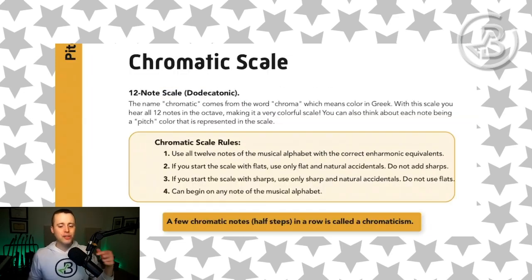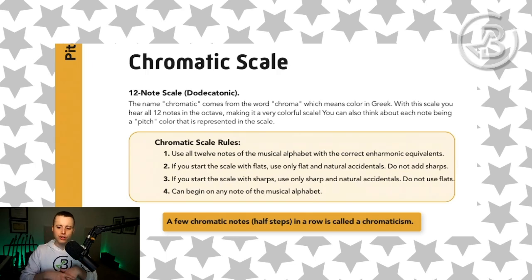In this lesson, we're going to be talking about chromatic scales. Now, a chromatic scale is a 12-note scale, or a dodecatonic scale. You don't need to remember the dodecatonic. You can just call it a 12-note scale. The name chromatic actually comes from the word chroma, which means color in Greek. With this scale, you're actually going to hear and play all 12 notes in the octave, making it a very colorful scale indeed. You can also think about each note being a pitch color that is represented in the scale.